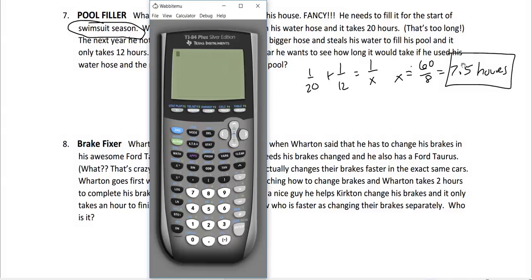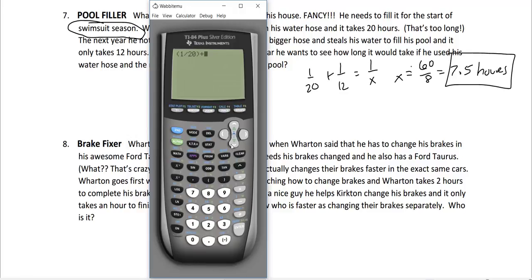Now let's do it on a calculator and see how to do it here. Okay, I still have the same equation, and I know my answer is 7.5. Let's see if I get my answer. So I want to type in 1/20th plus 1/12. So parentheses 1 divide by 20. So again, make sure you use the division, not your ABC button.